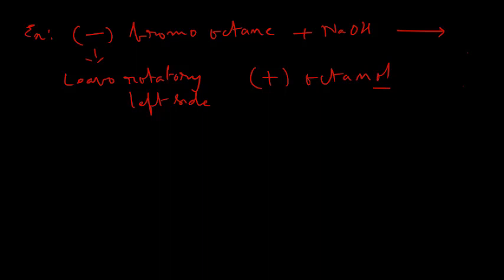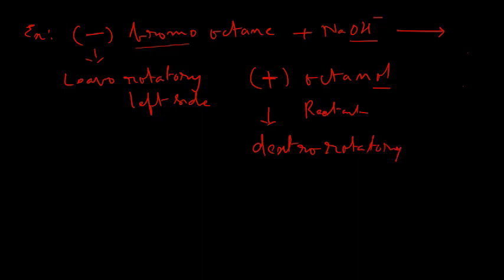So this bromide nucleophile is replaced by the hydroxy nucleophile, and of course we get a substance. This is the product substance. So what is this substance? We represented a plus sign in front of it. What is this plus? This plus indicates dextrorotatory. That is, dextrorotatory means it rotates the plane polarized light to the right side. Therefore, inversion of configuration takes place in the SN2 mechanism.